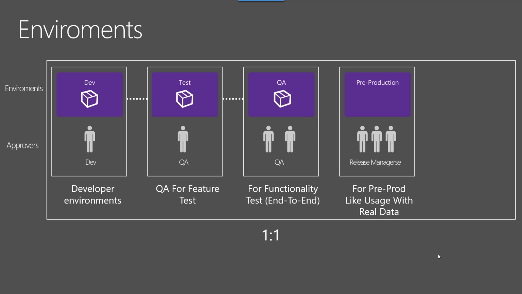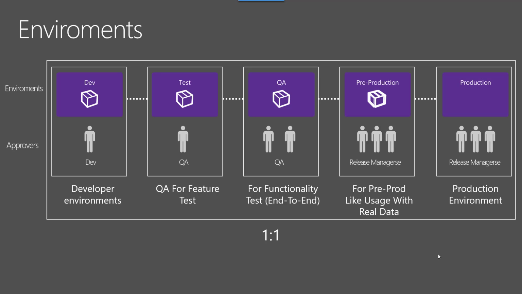Once this is completed and the QA approves, this will lead to promoting the package to the next environment, which usually is the pre-production. In the pre-production, we usually try to have some of the real data from production, of course, after clearing the sensitive data, so we can verify the application with the actual data, which is very important. Then once the pre-production and the release managers approve this package, the package will be deployed to production.